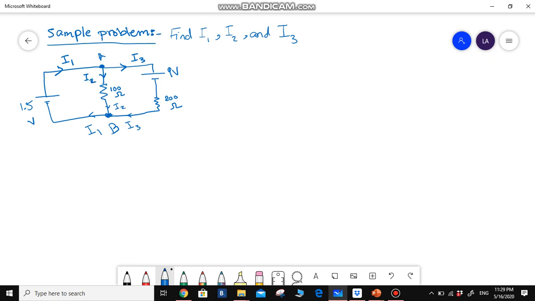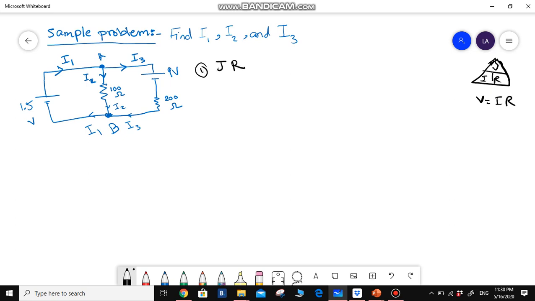Please make sure that everything is clear before we start. Things that we need to know before we solve the problem. First of all, you need to remember Ohm's law. Usually we just sketch this triangle on the side, V, I, R. We will be mainly using V equals IR, okay? Something else we need to know, the junction rule for sure.